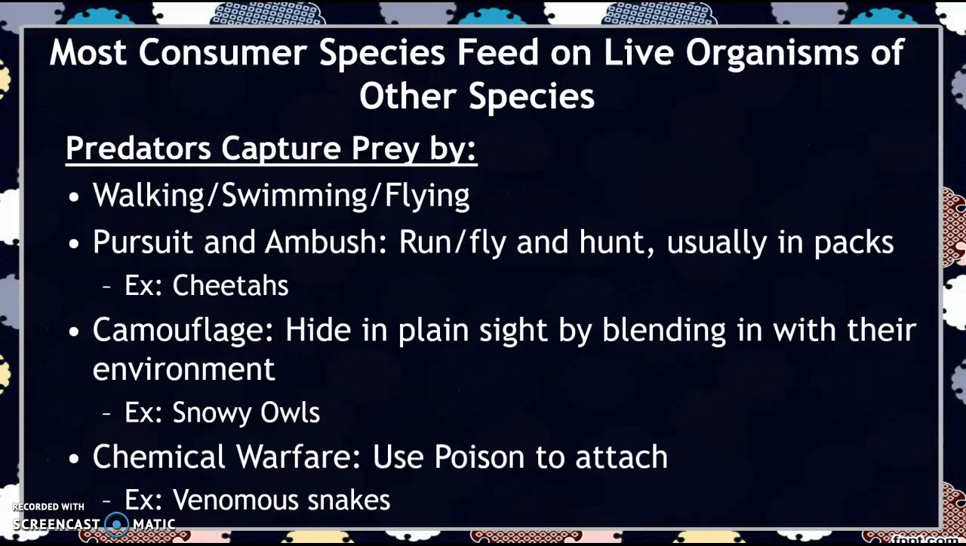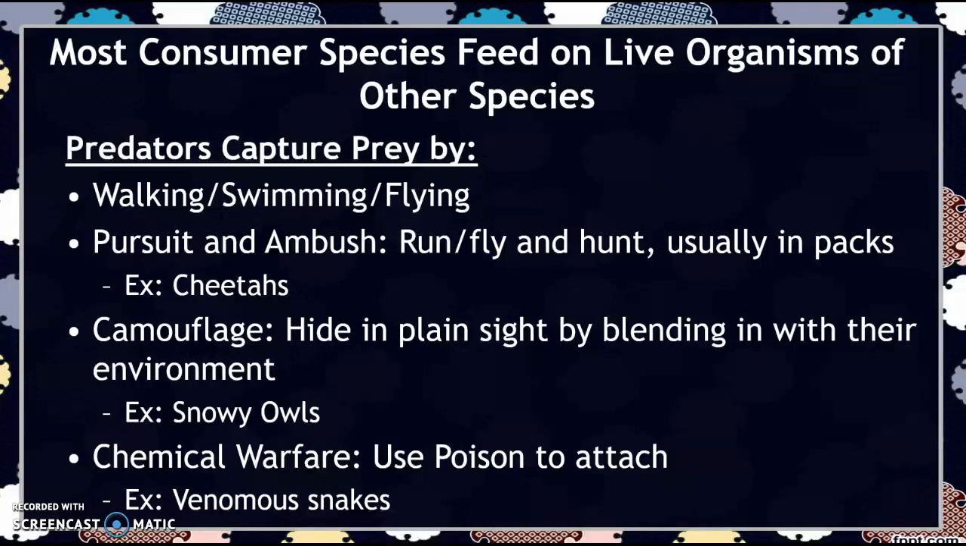When we talk about the predator-prey relationship, we have to talk about the ways that predators capture prey and how prey avoid capture. So predators can capture prey by walking, swimming, flying, kind of the obvious ones. Then there's a method called pursuit and ambush, which is where they run or fly and hunt, and it's usually done in packs. So think about cheetahs. They run after their prey. Generally, they hunt more than one cheetah at a time, so they can kind of surround and ambush their prey.